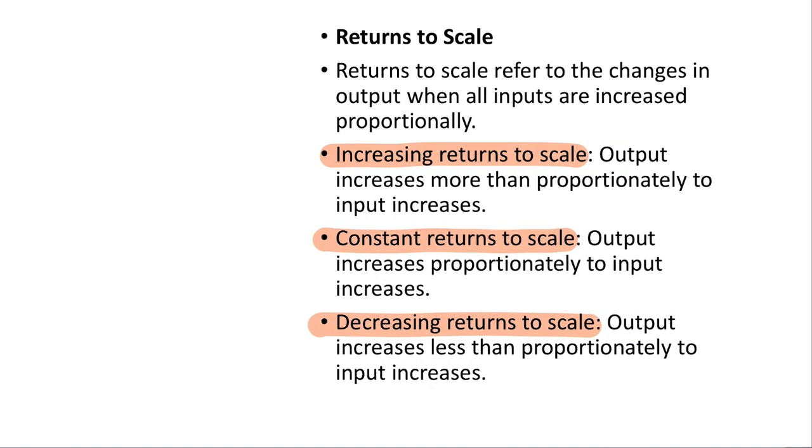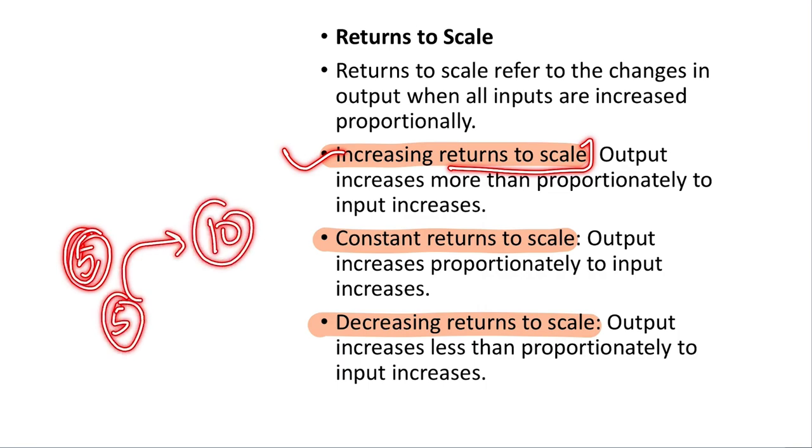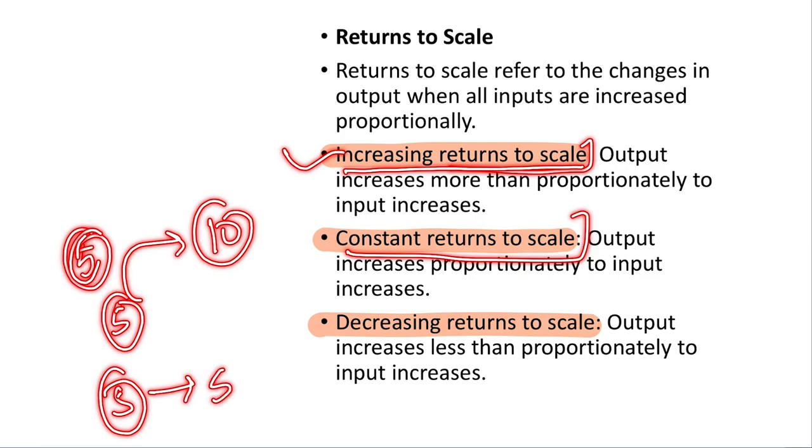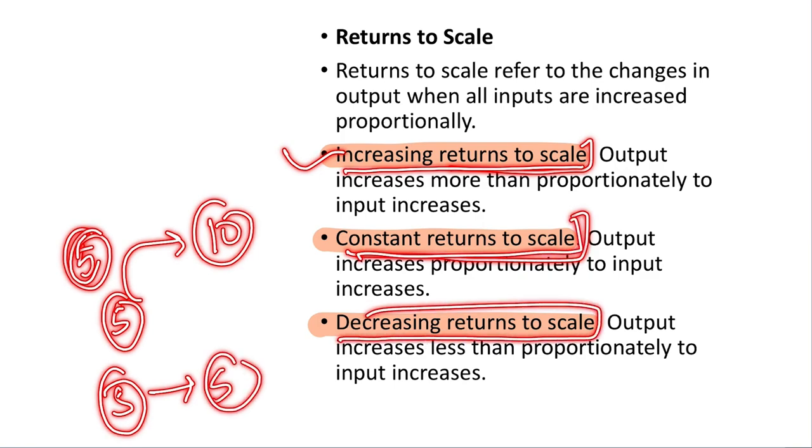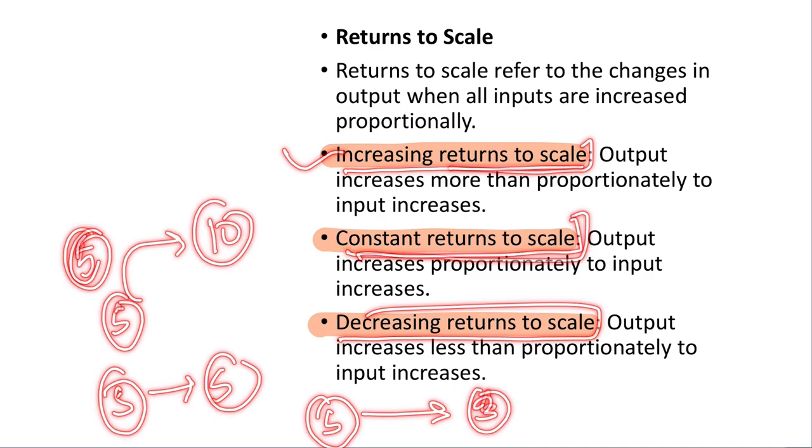Now returns to scale. There are three types of returns to scale. Increasing returns to scale, where you invest 5 rupees and you are getting an output of 10 rupees, right? So that is increasing returns to scale. Constant returns to scale, you are investing 5 rupees, now you are getting an output of 5 rupees, that is constant returns to scale. Now decreasing returns to scale, here you are investing 5 rupees, now you are getting 3 rupees, so that is decreasing returns to scale.